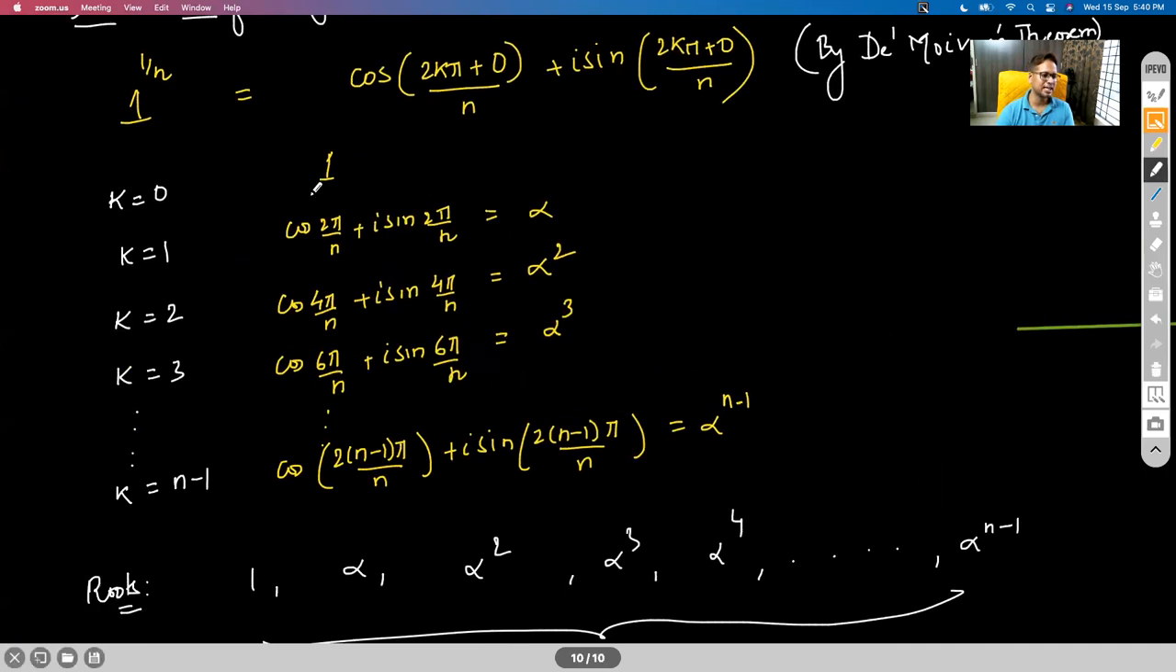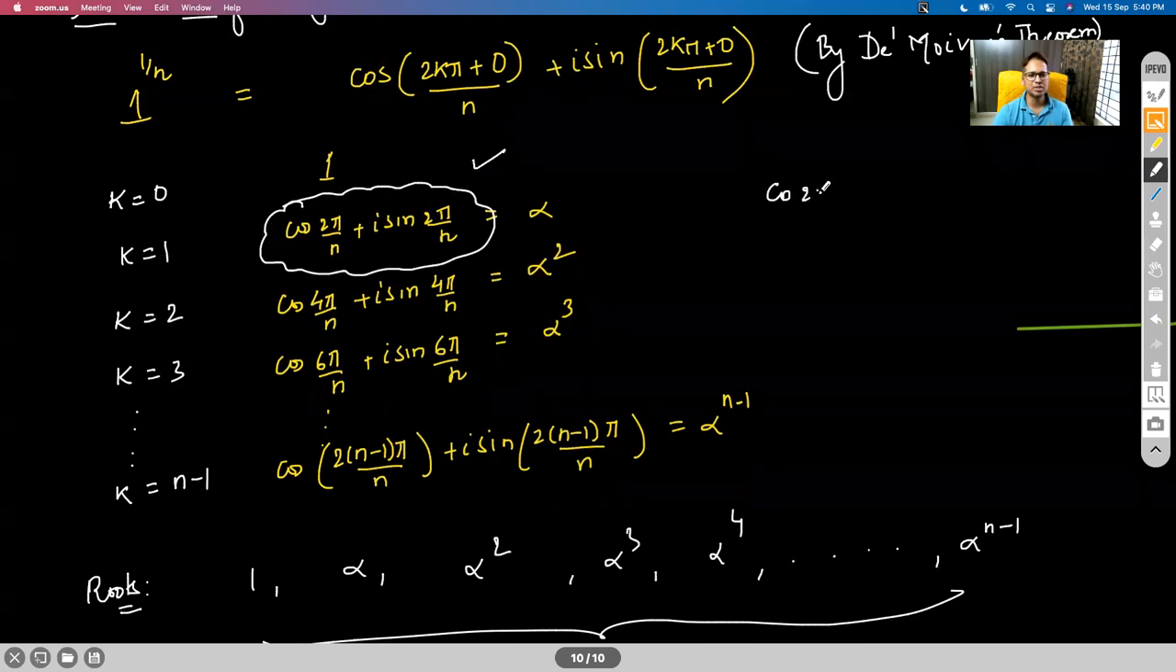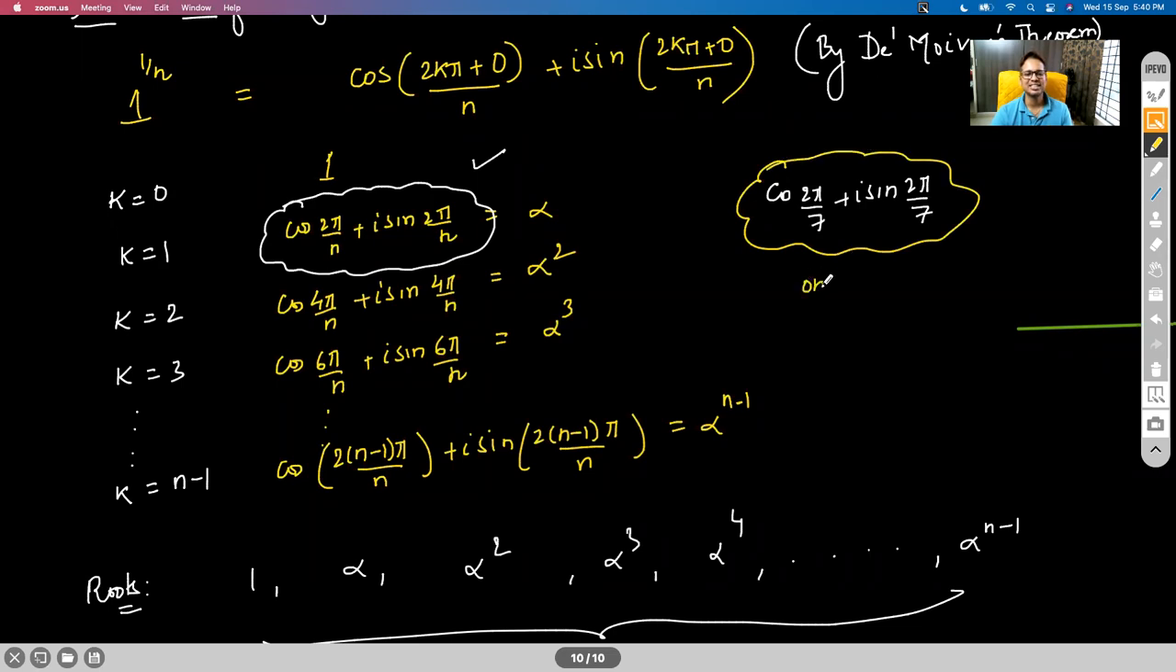This expression is very important, actually, by the way. Whenever you see such kind of an expression, you should think, okay, this may be one of the nth roots. n could be any number. For example, if you see something like cos 2 pi by 7 plus i sine 2 pi by 7, if the question is oriented in such a way that it is related to the seventh root of unity, then this is one of the seventh roots of unity. Okay. So keep this image in your mind because you never know when any complex number question may require you to apply it. Just as an example, I gave it to you.